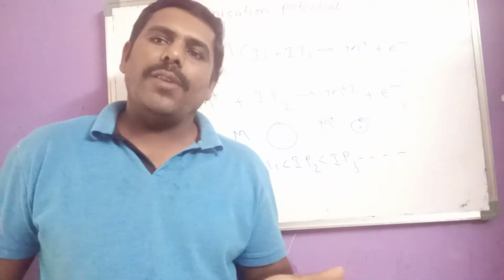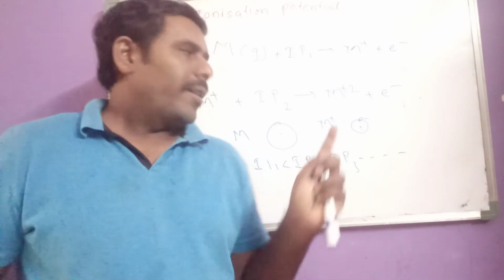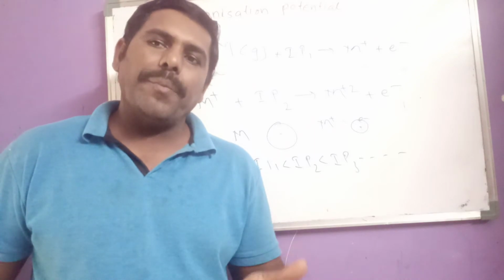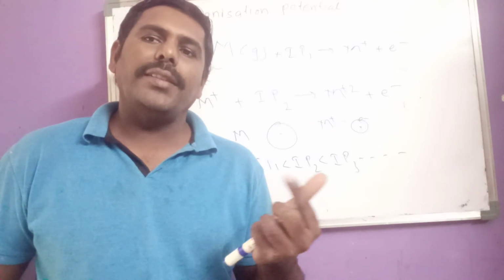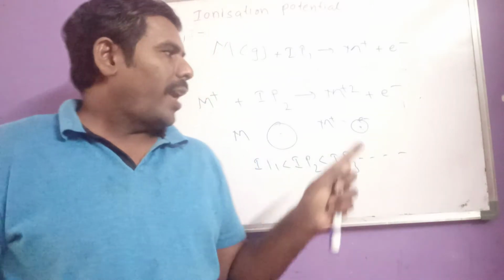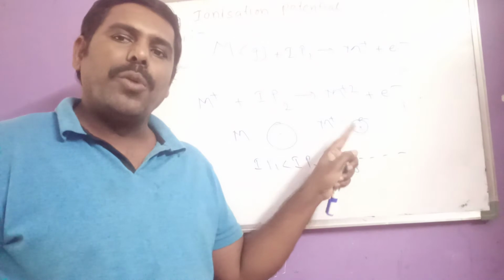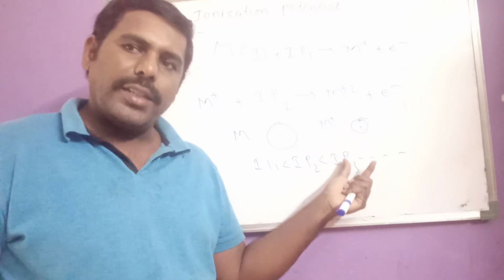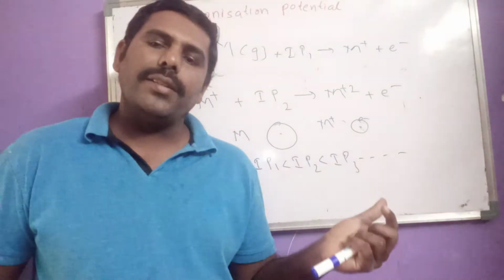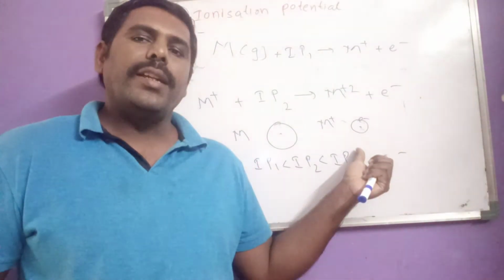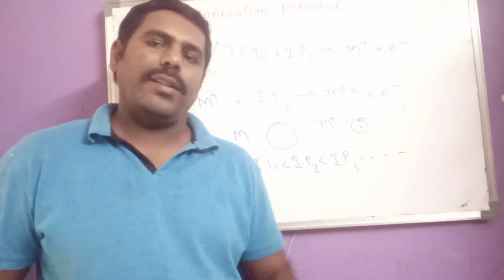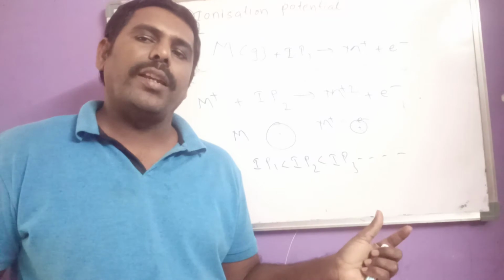And another one we can give: the unipositive cation has more protons compared with the number of electrons. As the number of protons is more, the nuclear charge dominates over the number of electrons. So this is also another reason for the increase in ionization potential while removing the second electron. So we can give these two answers.